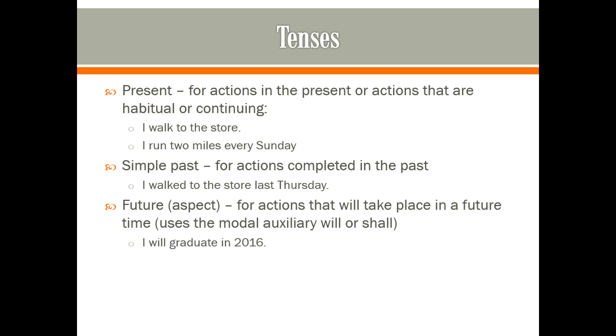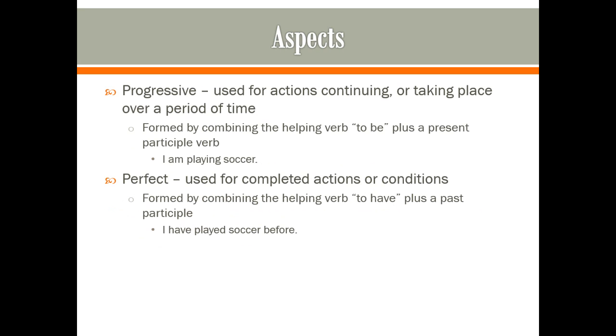The future is for actions that will take place in a future time, and the future aspect is marked with the modal auxiliary will, or occasionally you might see the modal auxiliary shall, but it's a little bit of archaic usage and it doesn't show up much anymore. For example, I will graduate in 2016. That hasn't happened yet.